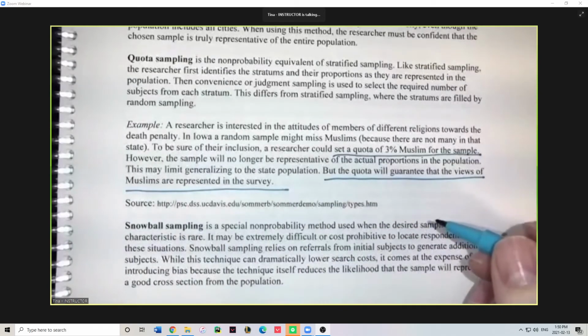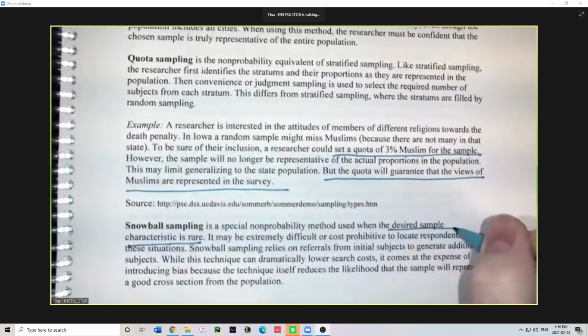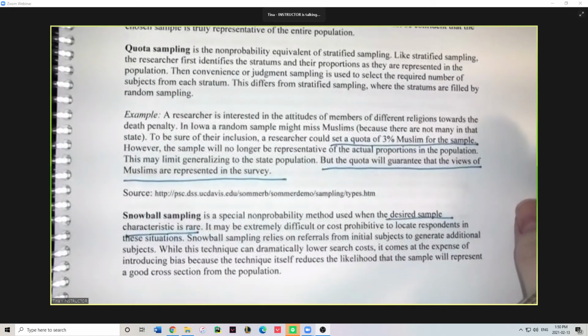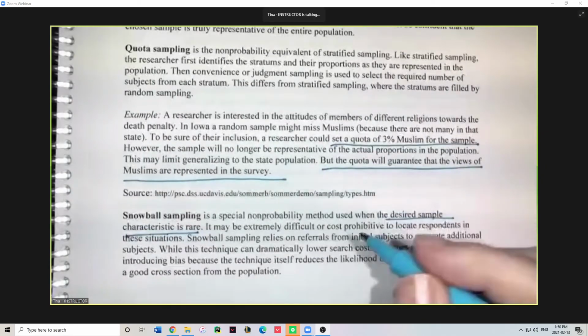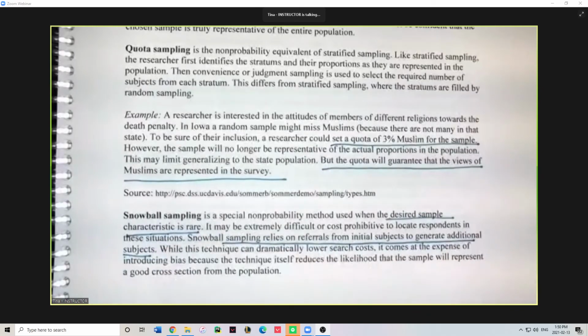Snowball sampling is when the characteristic that you want to find out about is extremely rare. So it's hard to find different subjects. So it relies on referrals from initial subjects to generate additional subjects. So you find this person and then they give you this person's name and then they give you this person's name. And it just kind of snowballs like that.